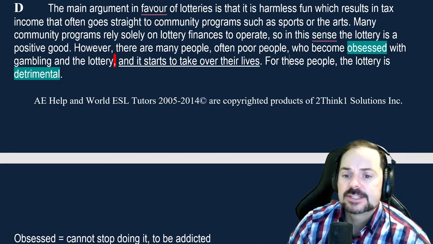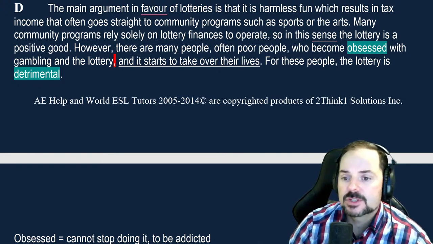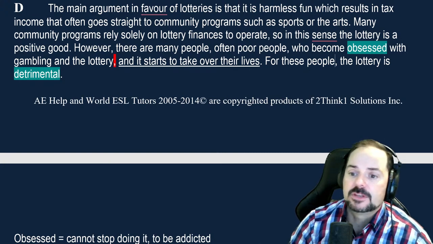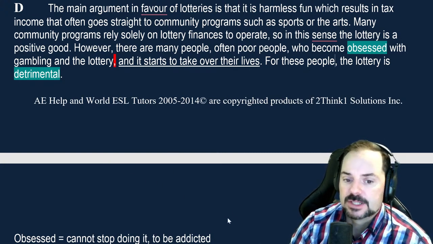Okay. And then it says, for these people, the lottery is detrimental. So based on this context, people become addicted, it takes over their lives. For these people, the lottery is detrimental. What do you think detrimental means then?